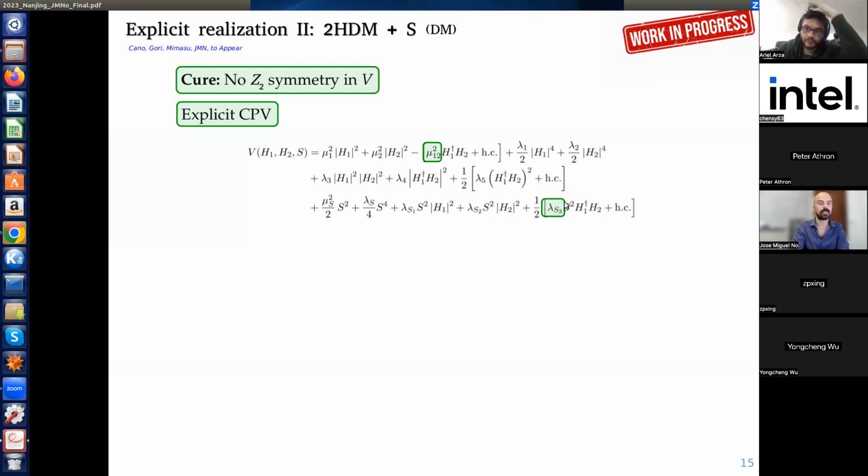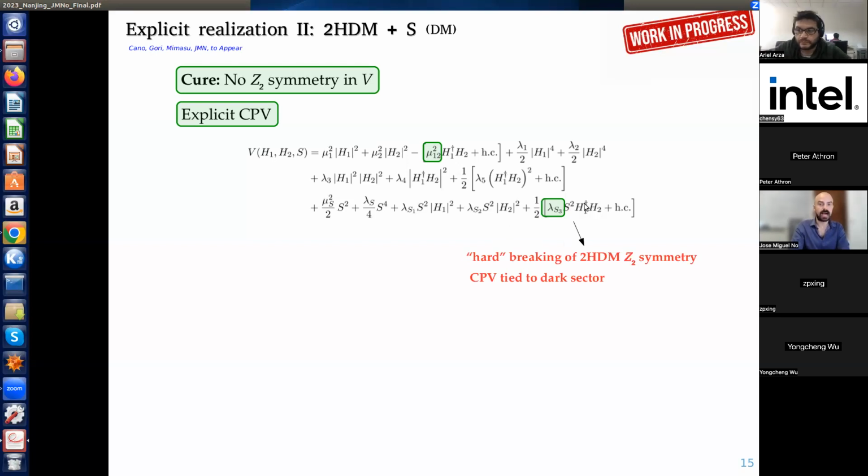Okay, in other words, before I was having a CP conserving theory by having this thing to be a pseudoscalar, to be CP odd. Now this thing cannot be CP odd because it's S squared. So whatever S's CP properties are, this will always be CP even. Now, this has a couple of consequences.